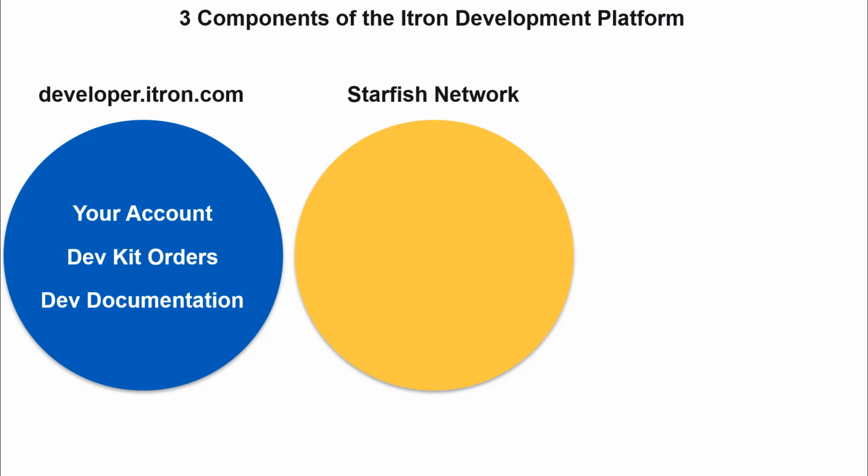The second component is our hosted Starfish Network. The Starfish Network, or simply Starfish, is an Itron-hosted IP-based infrastructure for managing secure communications with your IoT devices. Starfish supports routing to your devices through your IoT router, supports data delivery of your IoT data generated by your devices using MQTT and CoAP, and it also supports device management of all your connected devices.